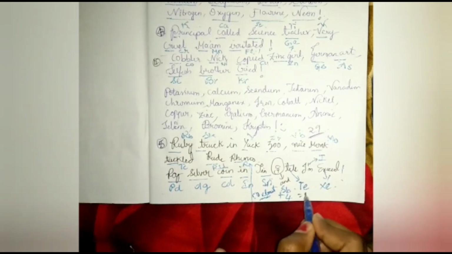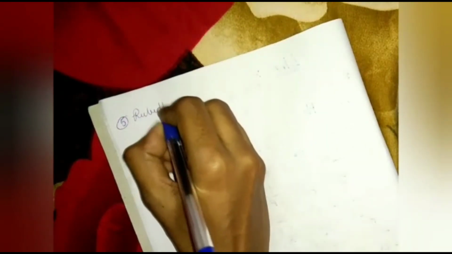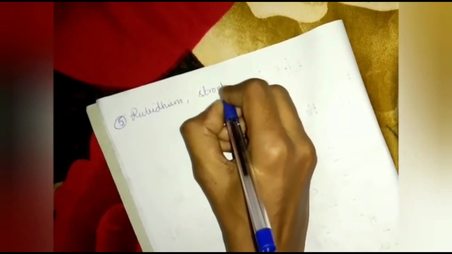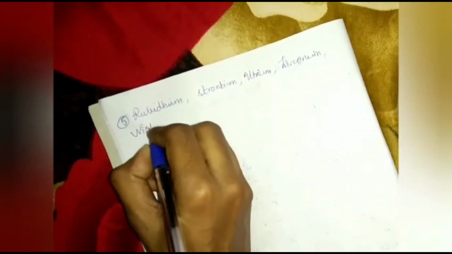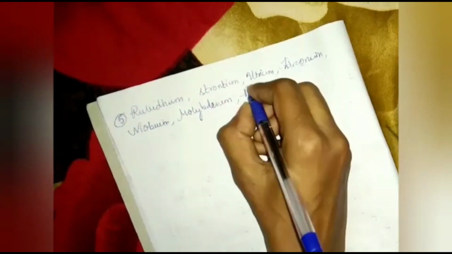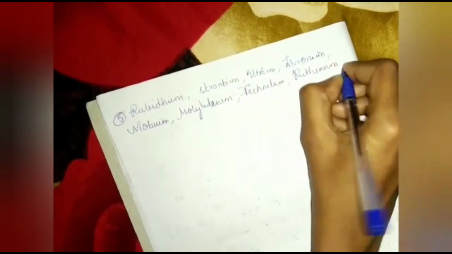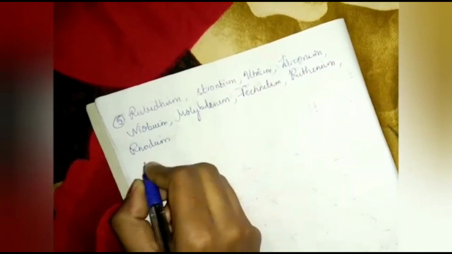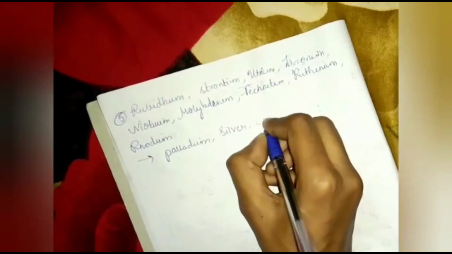Rubidium, strontium, yttrium, zirconium, niobium, molybdenum, technetium, ruthenium, rhodium. Very simple, no? Palladium, silver, cadmium, indium, tin, antimony, tellurium, iodine, xenon. I think it is very easy to remember the 5 lines, the 5 one-line stories, and remember the 50 elements. Really, it's very interesting. I hope it works out.